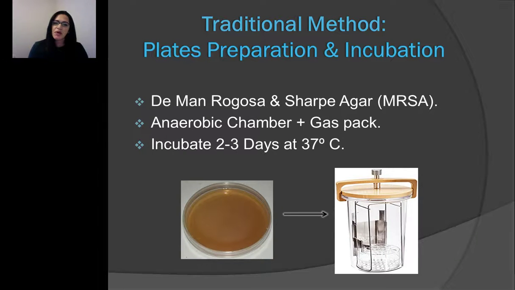So with this method, we make the dilutions, and then we plate them in MRS agar, or de Man, Rogosa and Sharpe agar, and then we incubate them in anaerobic chambers. It contains a gas pack that maintains the chamber oxygen free. So this organism, either Lactobacillus or Bifidobacterium, will grow in its optimum environment. Then we incubate for 2 to 3 days at 37 degrees, and then we will be ready to collect those results.